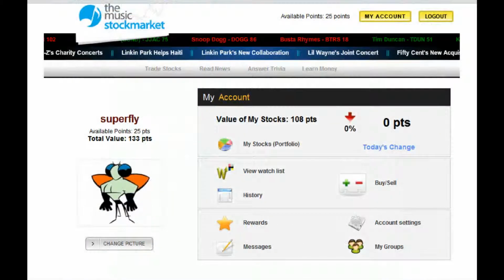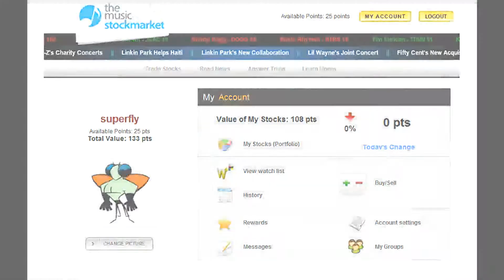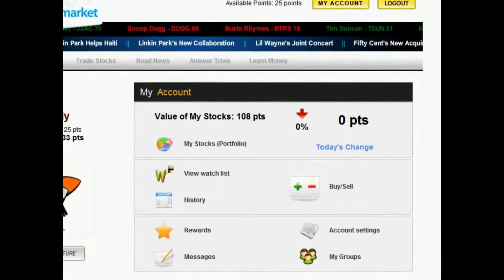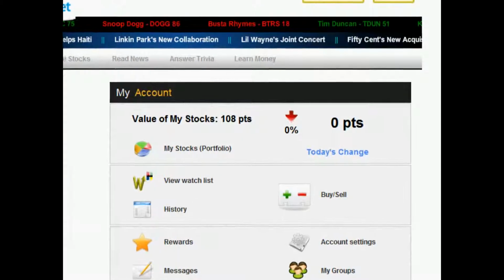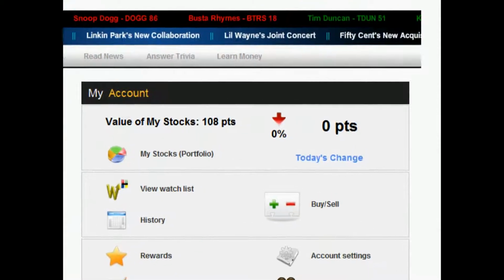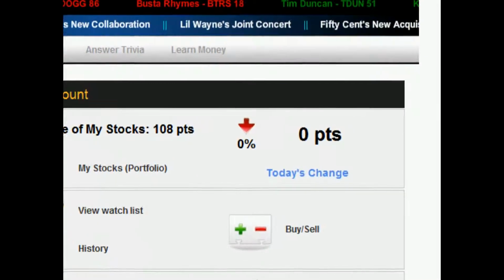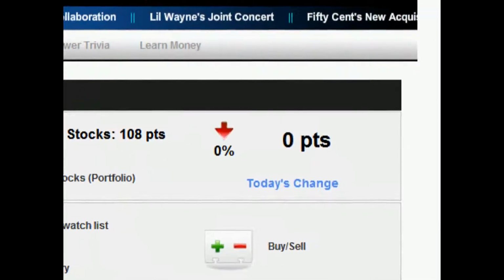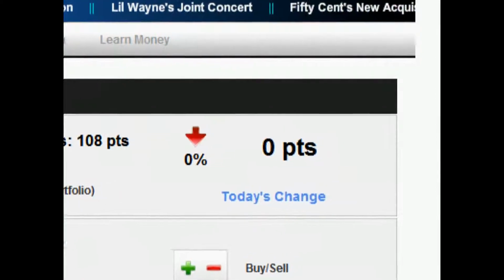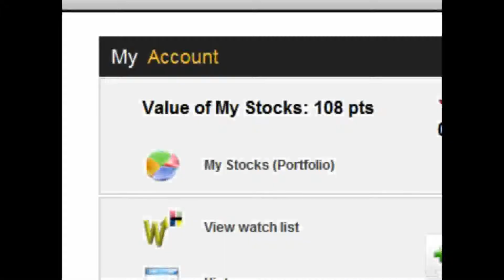Keep in mind that the price is always moving up and down as the value of our individual stocks are changing. The My Account page, in fact, shows us the change each day in the value of the stocks in our portfolio. On this day, our portfolio is unchanged because we only own one stock and there was no change in the price. So the value of all of our stocks is going to be 108 points.